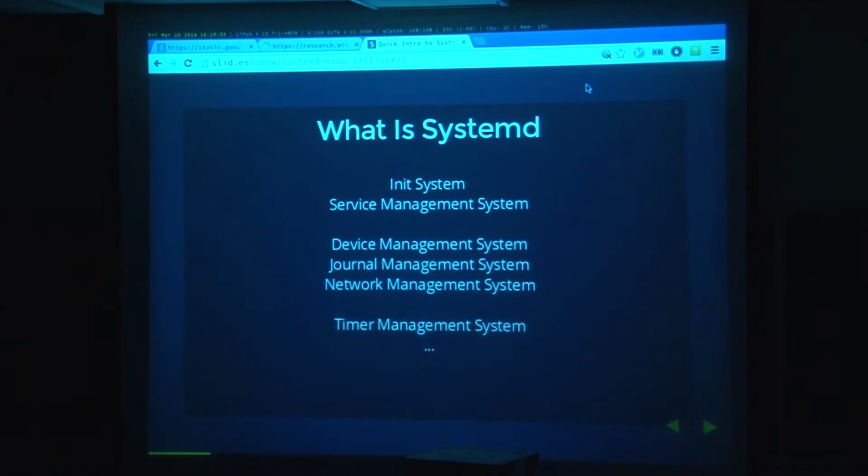So, how many people here know what System D is? How many people here have no idea what I'm talking about? Okay. How many people here know how a Linux computer starts up, or any computer starts up?